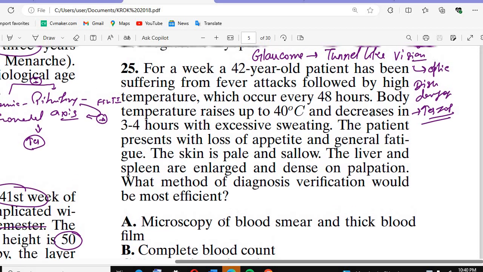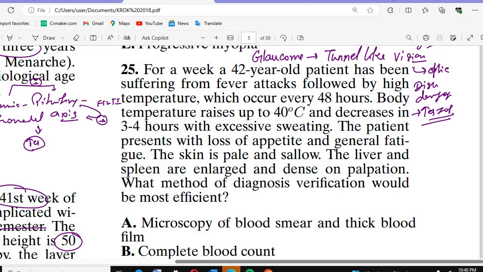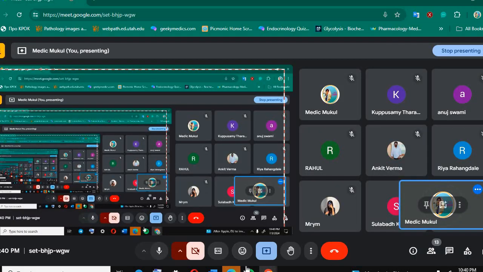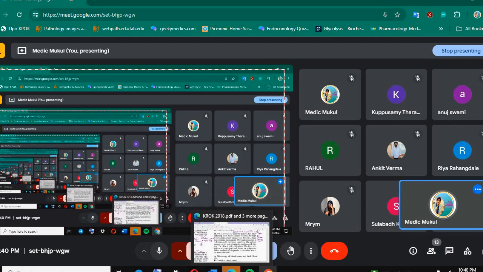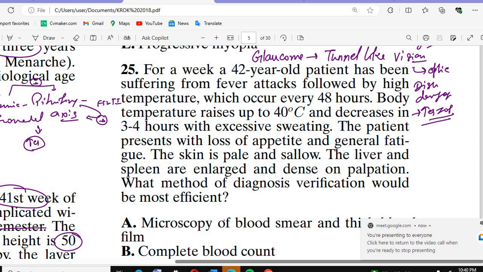Let's see. For a week, a 42-year-old patient has been suffering from fever attacks followed by high temperature, which occur every 48 hours. I hope every one of you already knows, or may have suspected malaria in your lifetime. In malaria, every 48 hours you get an increase in temperature, and then a decrease to normal.